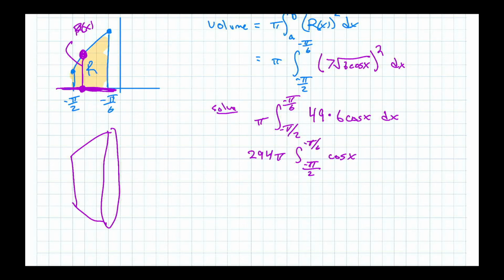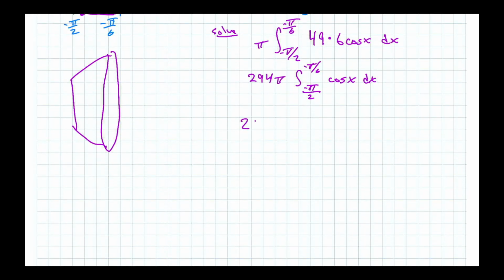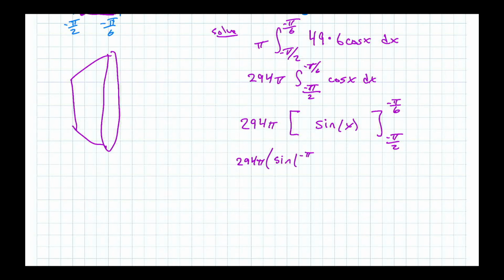And this is what we have. All right, so this looks like a really easy integral, doesn't it? And of course it will be, because we're going to find an antiderivative. What is the antiderivative of cosine x? Of course, the antiderivative of cosine is just sine. Easy. Then we plug in our endpoints. So you have 294 pi, parentheses, sine negative pi over 6 minus 294 pi sine negative pi over 2. Like so.